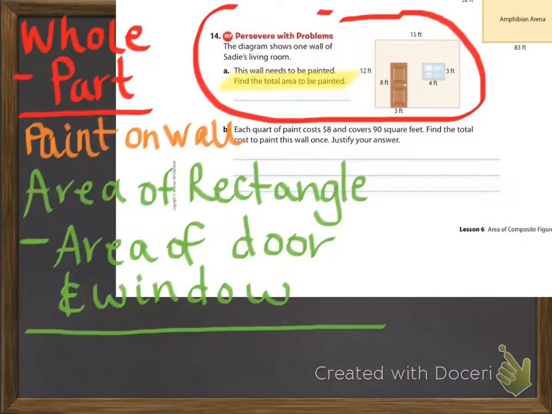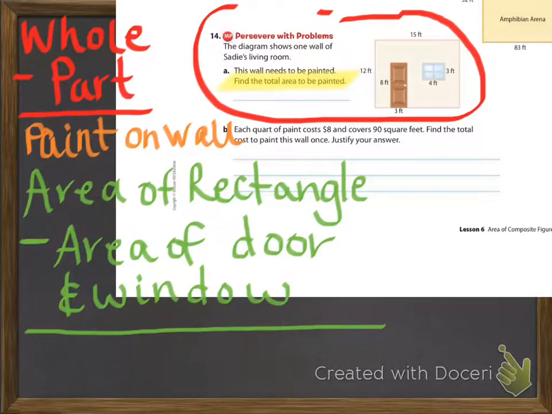Okay, so we're going to focus on this problem 14. Looking at the diagram that is circled in red, this is a living room. The wall needs to be painted. Your job is to find the total area to be painted. Okay, that would be our strategy of the whole minus the part. That would leave us the painted part of the wall. So in this case, the area of the whole entire rectangular wall would be the whole, minus the area of the door and the window, since those are not painted.